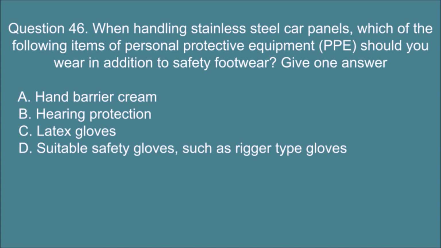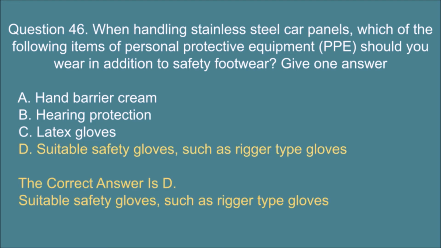Question 46. When handling stainless steel car panels, which of the following items of personal protective equipment, PPE, should you wear in addition to safety footwear? Give one answer. A. Hand barrier cream. B. Hearing protection. C. Latex gloves. D. Suitable safety gloves, such as rigger-type gloves. The correct answer is D. Suitable safety gloves, such as rigger-type gloves.